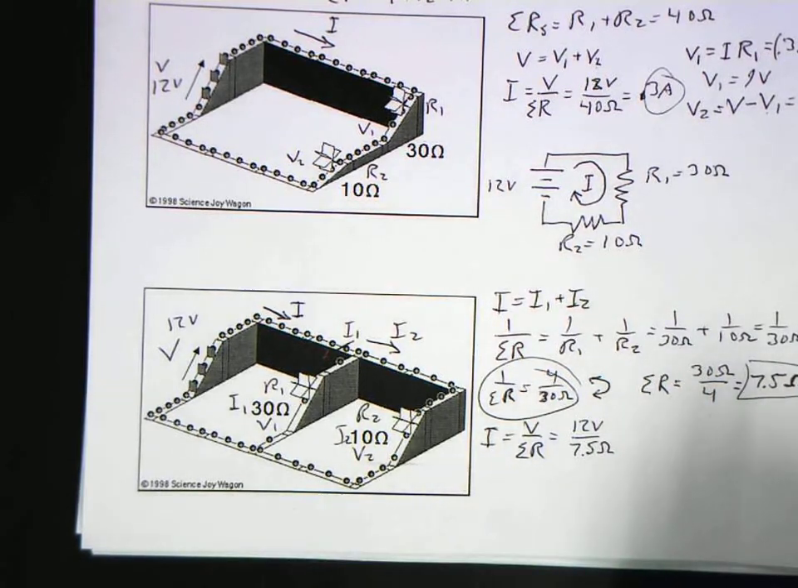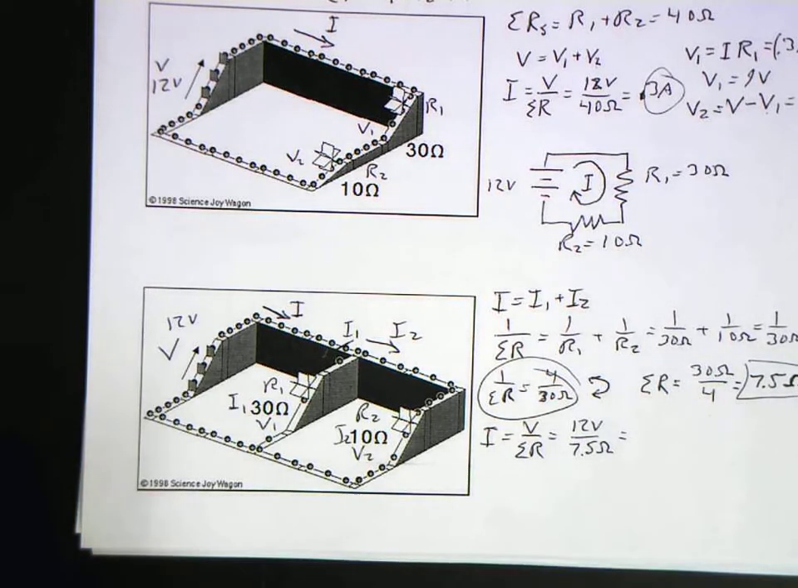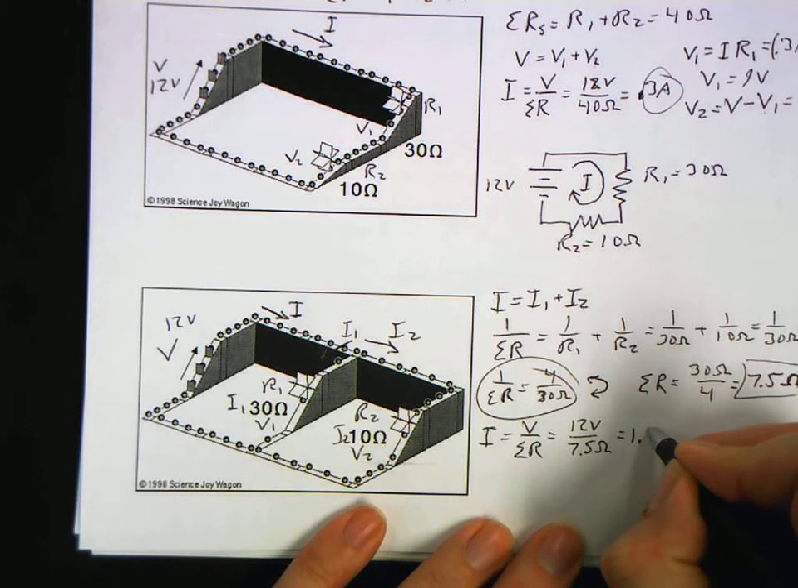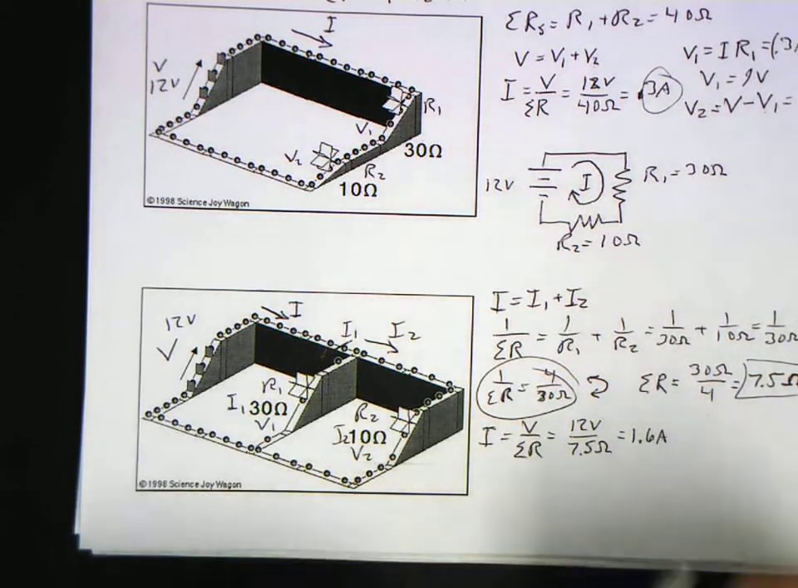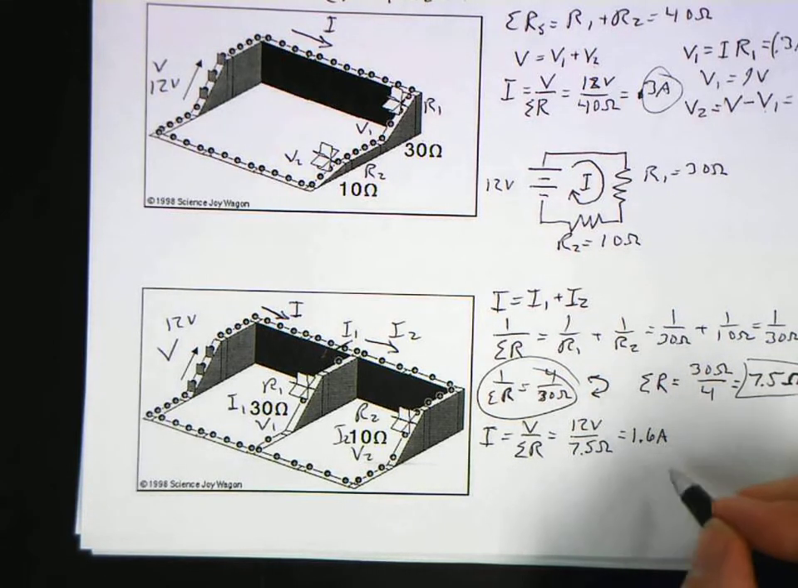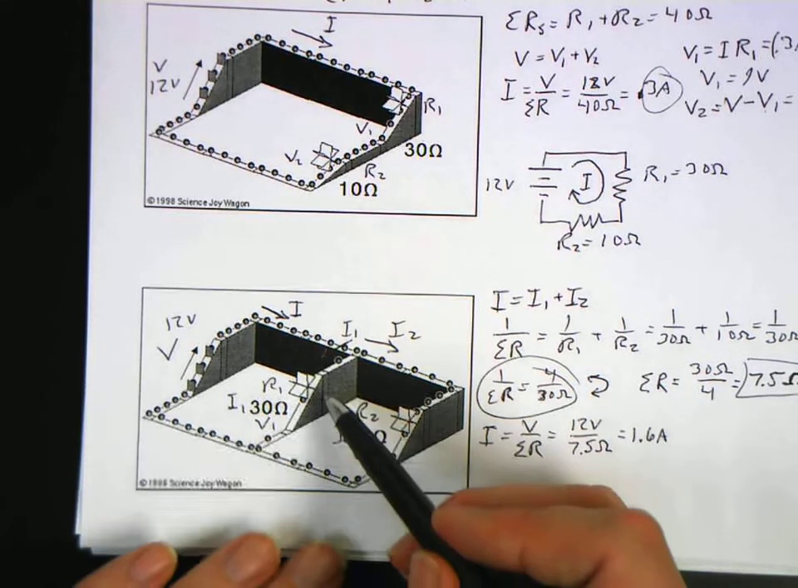Now I want to grab a calculator because that one doesn't want to behave. 12 divided by 7.5. How about if I turn it on first? 12 divided by 7.5. We get 1.6. Not too ugly of a number. 1.6 amps. All right. So if I have my overall current, I can figure out how much current goes through this one.